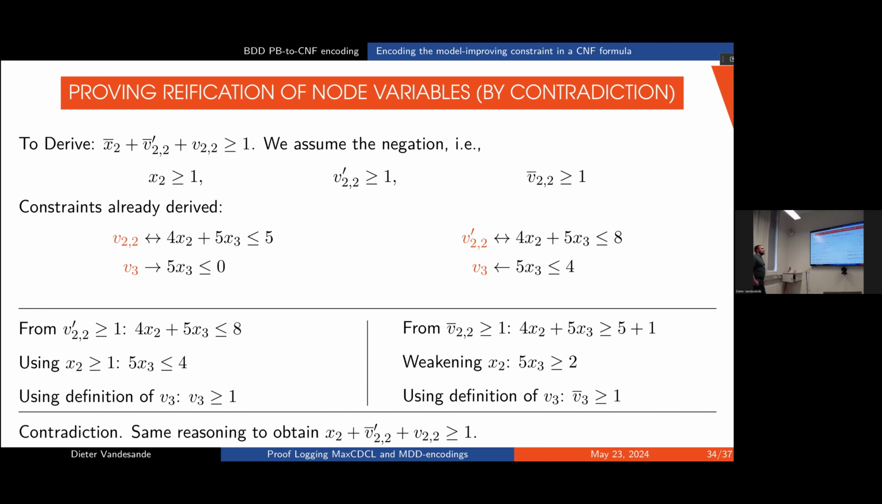And the same reasoning can be applied to get the opposite direction. So the opposite clause, when x2 is false in that case.